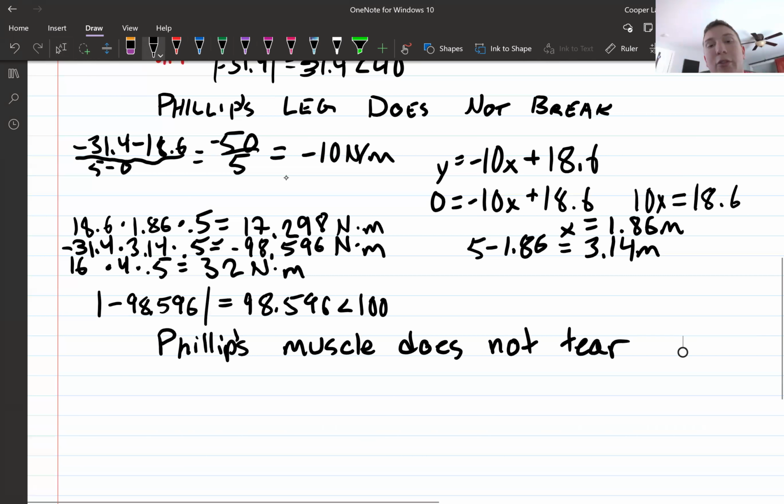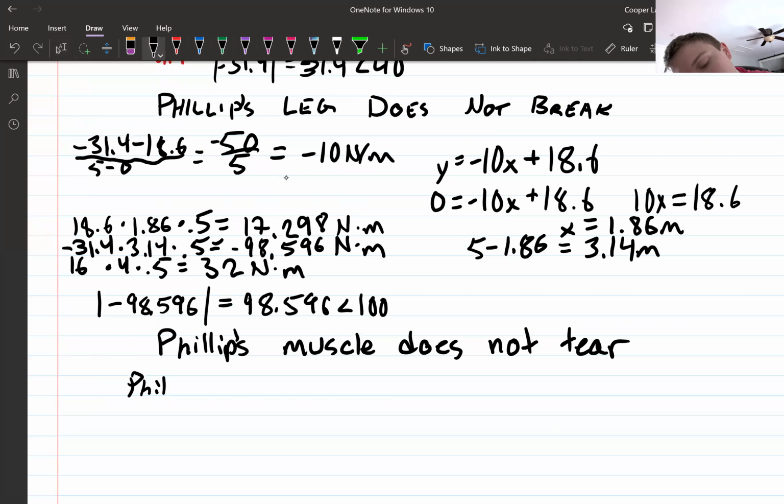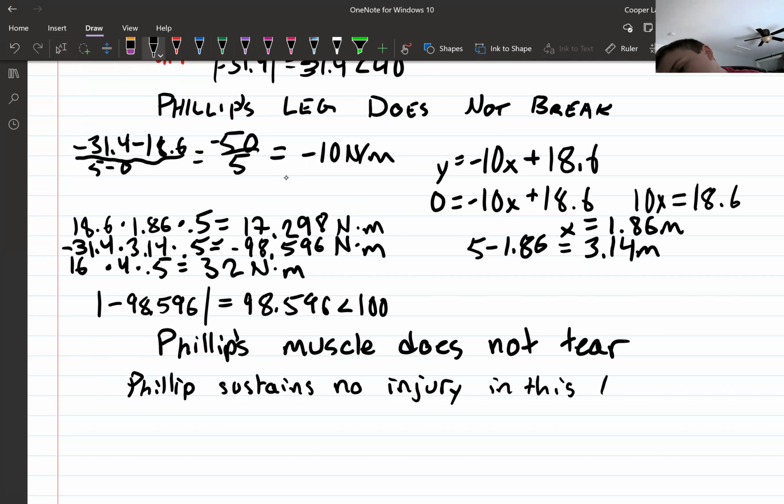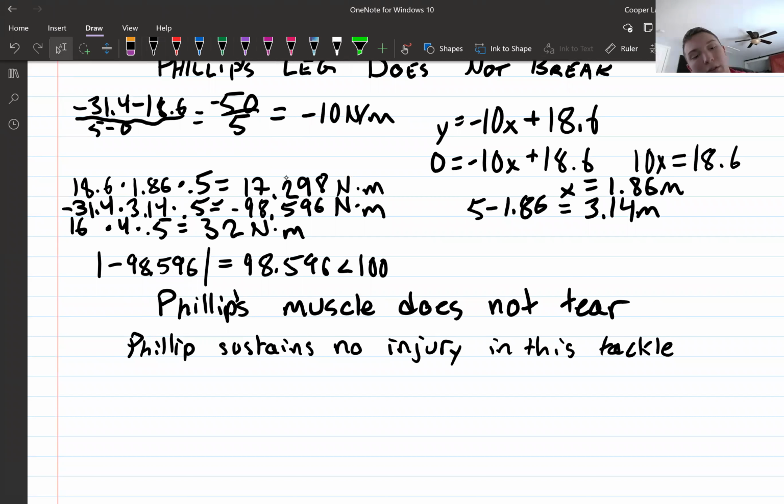Which then ultimately tells me, because his leg does not break and his muscle does not tear, that Philip sustains no injury in this tackle. And therefore, that is my answer to this question. Philip sustains no injury in this tackle. Thank you.